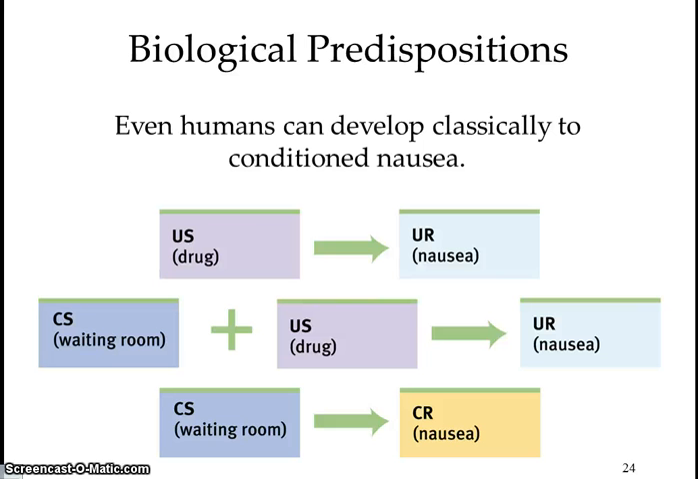Even humans can develop classically conditioned nausea. You can have an unconditioned stimulus, the drug, and the unconditioned response would be nausea. Every time you go to the waiting room, the conditioned stimulus, the unconditioned stimulus will be the drug, and then the unconditioned response is going to be the nausea. Now, if you take out the drug altogether, every time you now associate the conditioned stimulus, the waiting room, with this conditioned response, nausea. So some people avoid hospitals because they've learned to condition hospitals with something negative, like being sick.